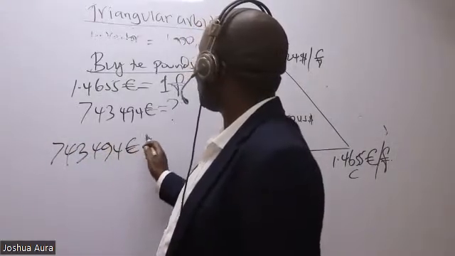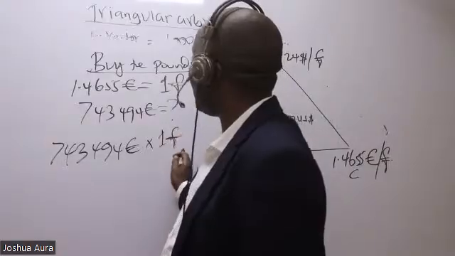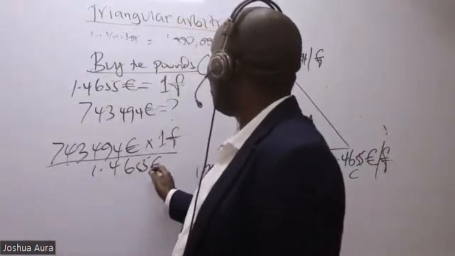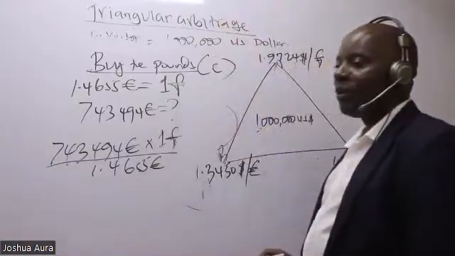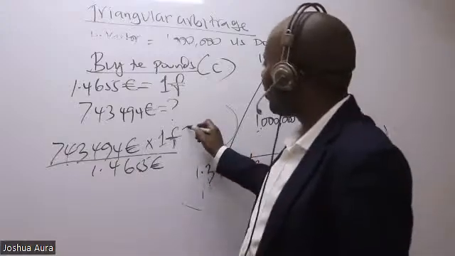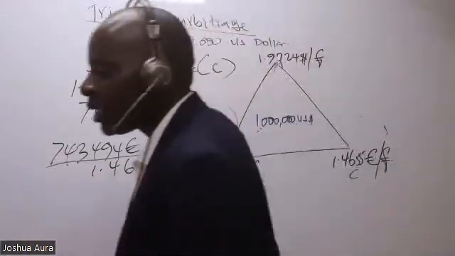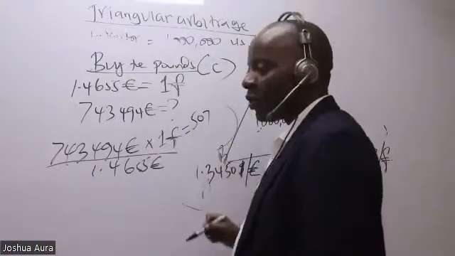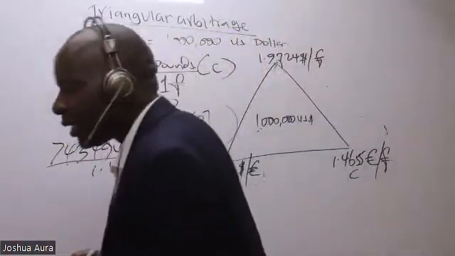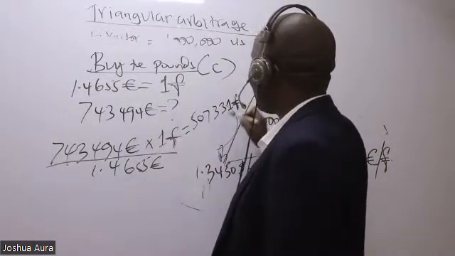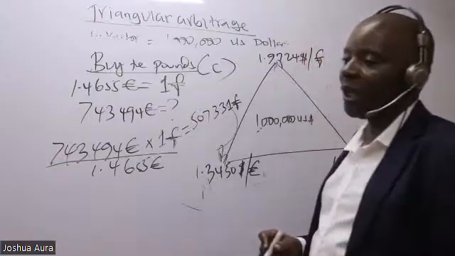We have euros times 1 pound divided by 1.4655 euro, which will give us what figure at the end of the day. This is 507,331 pounds. Thank you very much. Now from there, could you kindly give me the next thing?